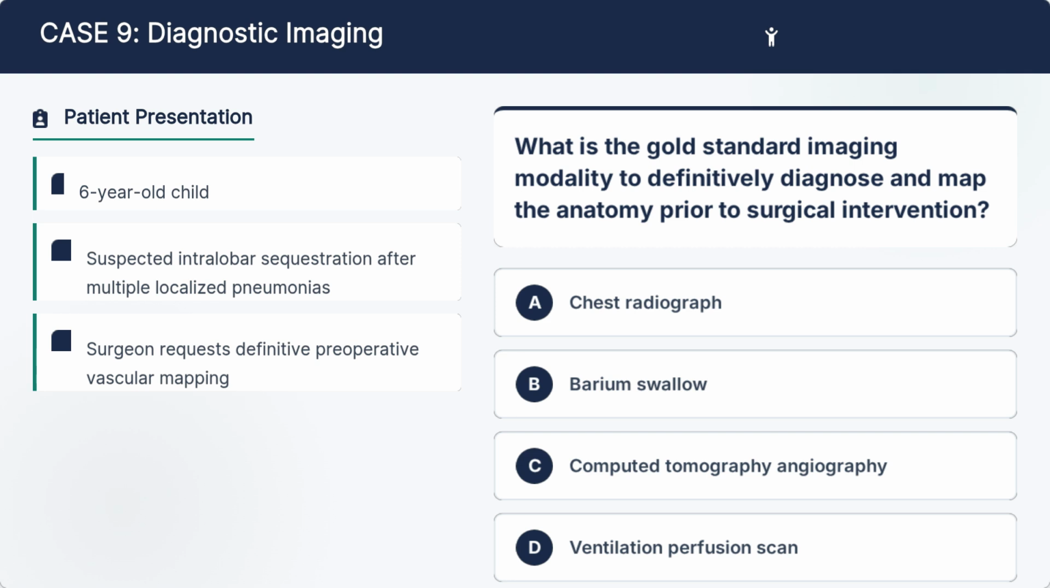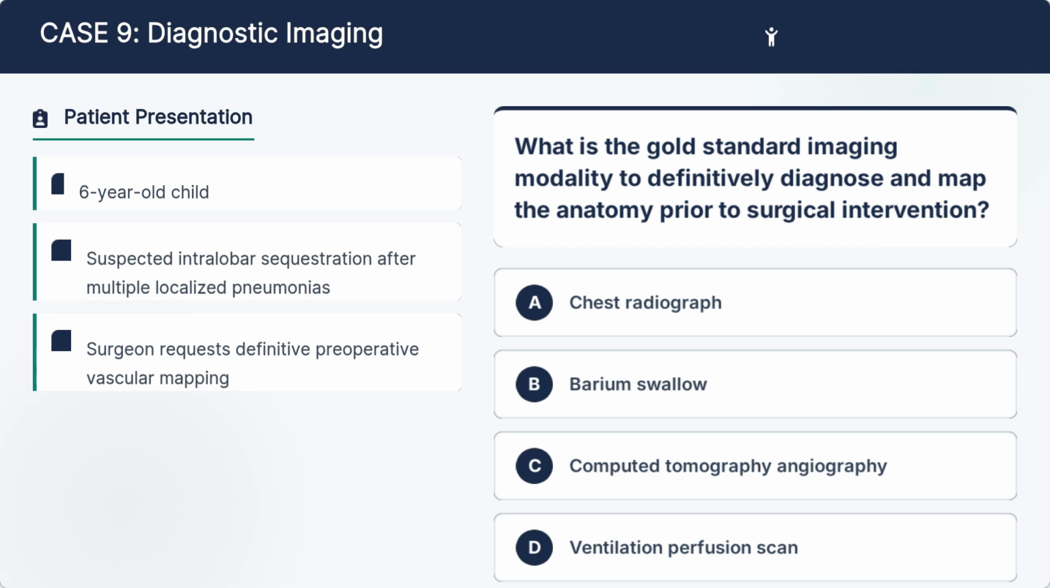Case 9. Diagnostic imaging. A 6-year-old child is suspected of having intralobar sequestration after multiple localized pneumonias. The surgeon has requested definitive preoperative vascular mapping before planning the resection. The question is, which imaging modality is considered the gold standard for preoperative vascular mapping in bronchopulmonary sequestration?